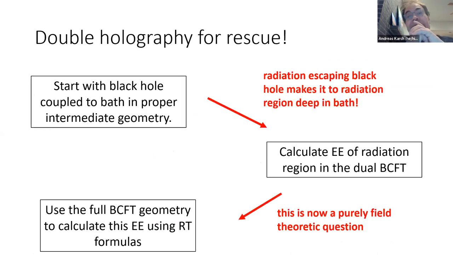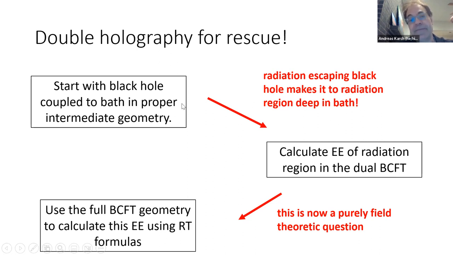And that's because one can once again essentially cheat, right? Here's what you should do. You start with a black hole in the proper intermediate picture. If you want to understand the Page curve of an evaporating black hole, or more precisely, a black hole held in equilibrium with a bath at a finite temperature, you should put the black hole in the intermediate picture geometry. The intermediate picture geometry is the one that involves 4D gravity on AdS4 coupled to a CFT. But then, you're letting this black hole evaporate, its radiation escapes and makes it to the radiation region deep in the bath.